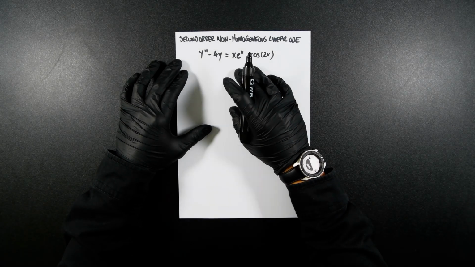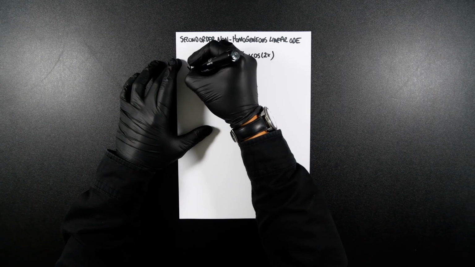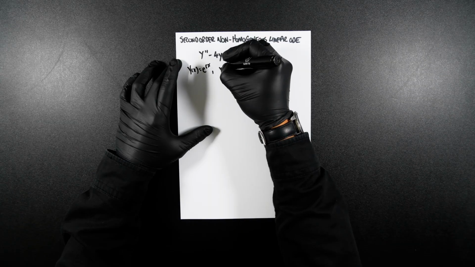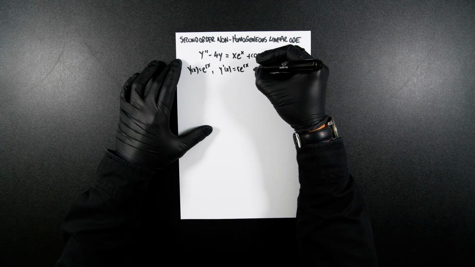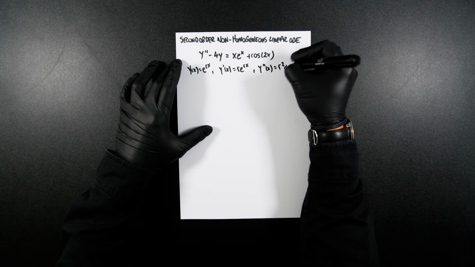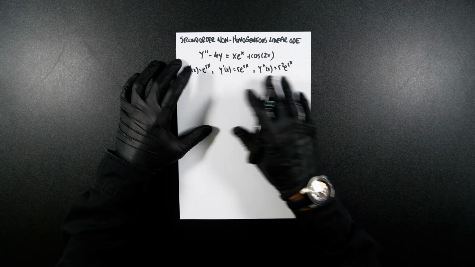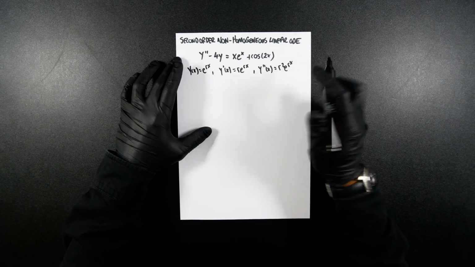When solving a linear constant coefficient differential equation, we assume a solution in the form y(x) equals e to the rx. If we differentiate that once, you're going to get y'(x) equals r e to the rx. And differentiating that twice, you're going to get r squared e to the rx. We can now take each of these and substitute into the left hand side. We're going to ignore the right hand side for now.